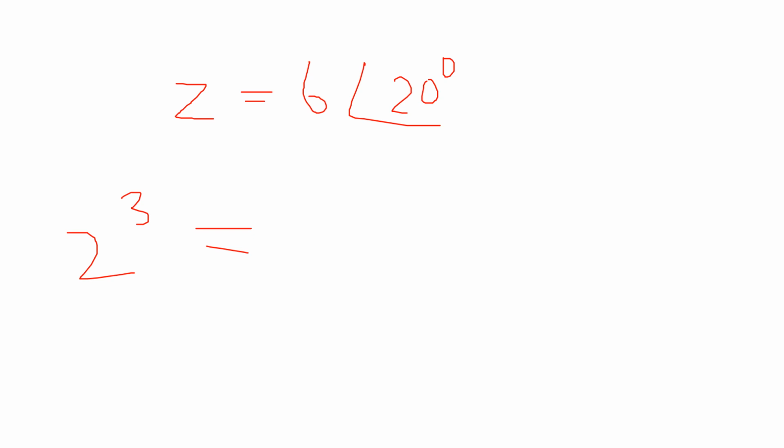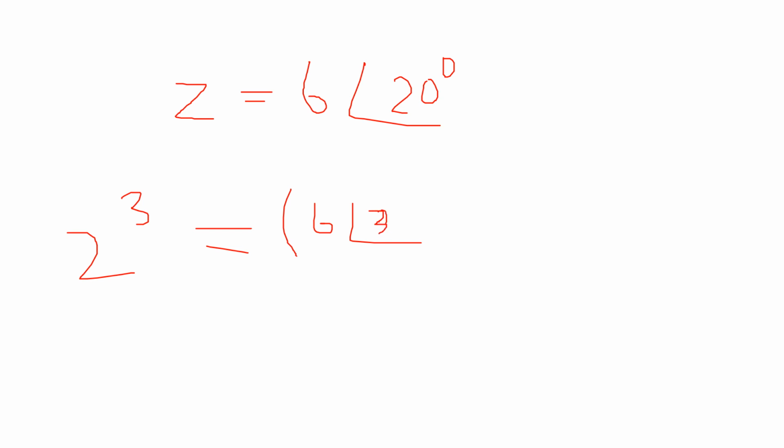Okay, let's say now we are given a problem: a complex number z is equal to a complex number written in polar form. Let's say we have 6 and the angle here is 20 degrees. Then we have to find z to the power of 3. So what you have to do is cube everything here.